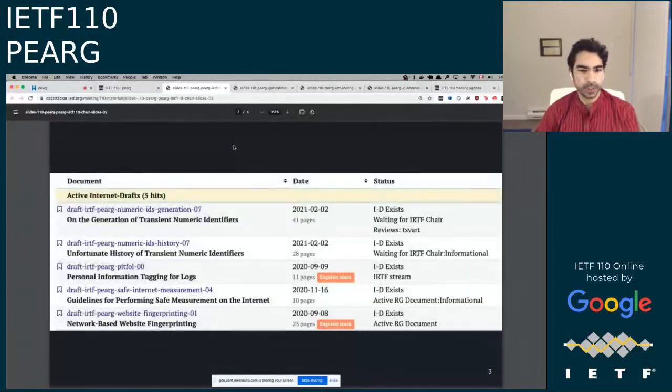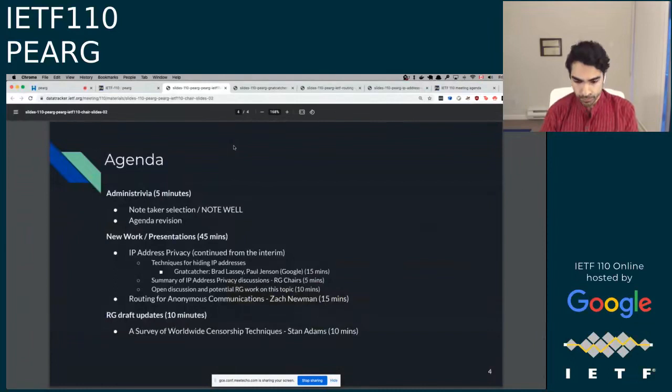So two of our numeric identifiers drafts are right now in the IRTF chair queue. They should be going to RSG last call. They passed the research group last call last year. And the rest of our drafts, a couple of them, I know the authors are working on updates, and draft censorship is actually not on here. Stan Adams from CDT will be giving a quick update towards the end of this meeting.